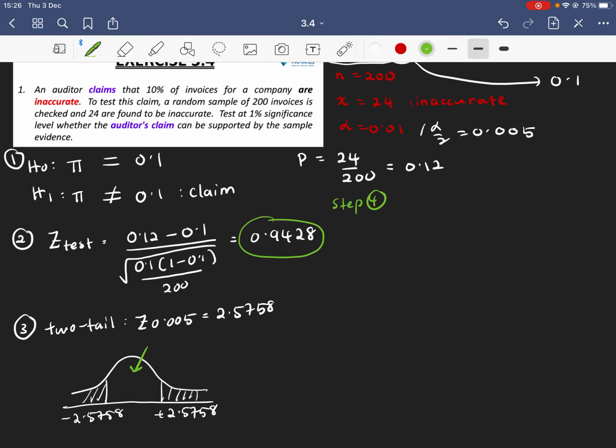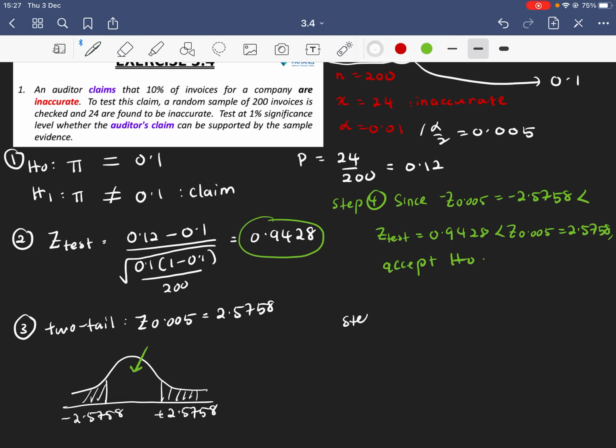So step number 4. Since negative Z 0.005, equal to negative 2.5758, is less than Z test, equal to 0.9428, which is less than Z 0.005, equal to 2.5758, you have to accept H null. So what will happen if you accept H null? You reject the claim. You accept H null. Did you support the claim?